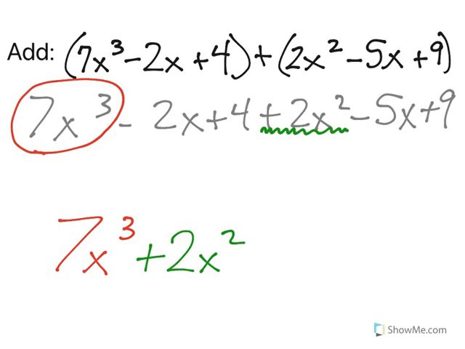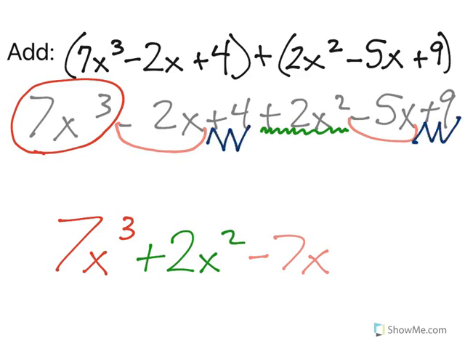The next exponent would be that of a 1. So just the variable. So I would have negative 2x, and I have negative 5x. So negative 2 minus 5 is negative 7x. And then the last step, I have positive 4 plus 9. 4 plus 9 is 13.